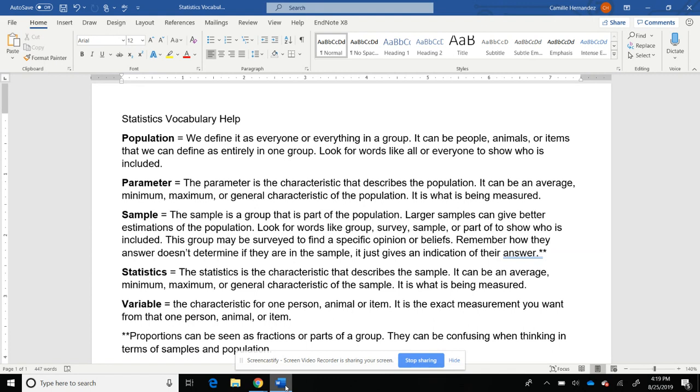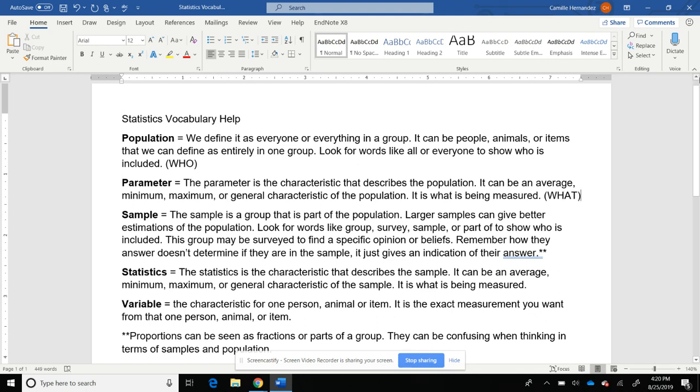So the parameter is the characteristic that describes a population. You're going to think of it where it's talking about a characteristic that describes everyone or all of the group. It can be an average, minimum, maximum, or general characteristics of the population. So that is what is being measured. The big difference between population and parameter is population is who we're studying, parameter is what we're studying. So think of it in terms of this: the population is who, and the parameter is what.